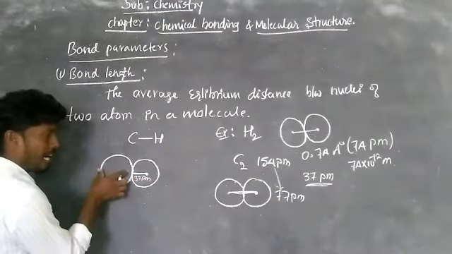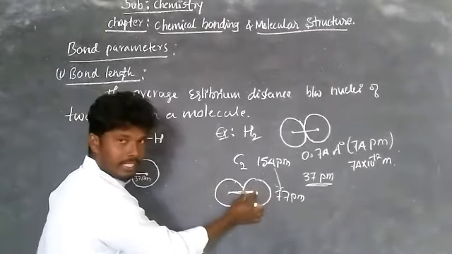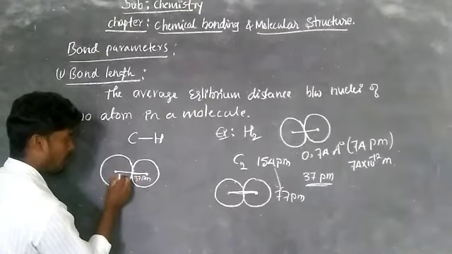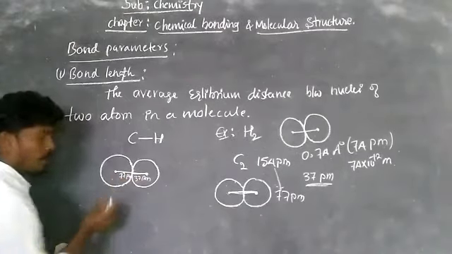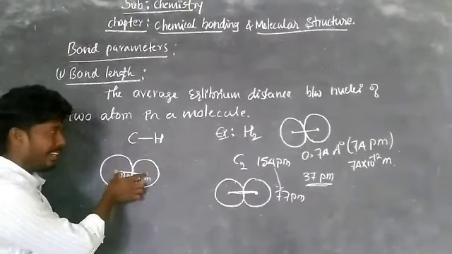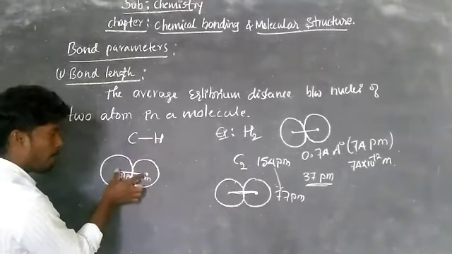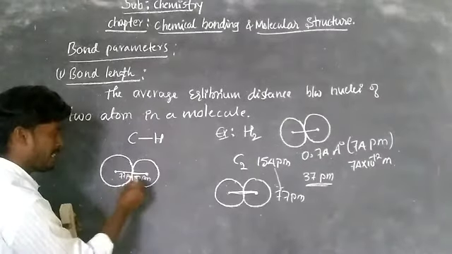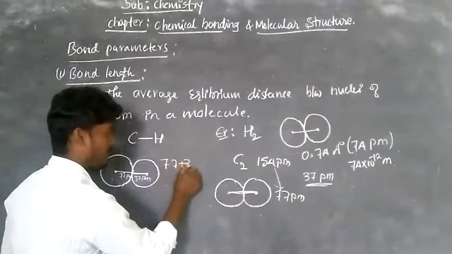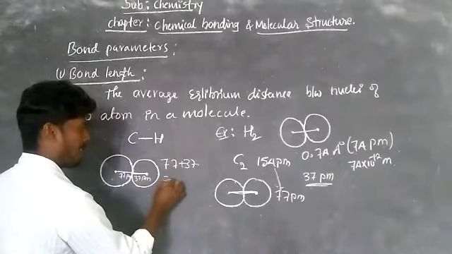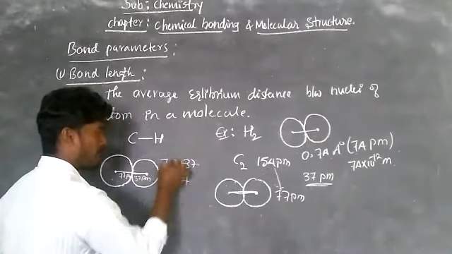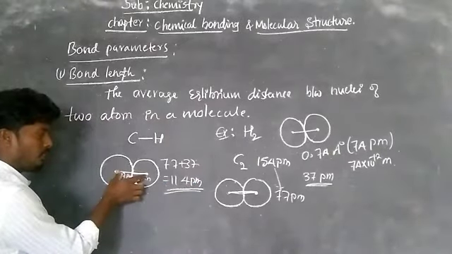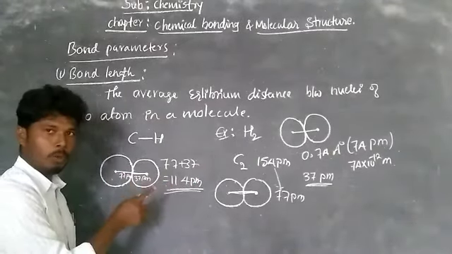So similarly for carbon, the bond radius is 77 picometers. From the center of the nucleus, the radius is 77 picometers. Now the total bond length of carbon and hydrogen is the sum of the atomic radii of the two different atoms. That sum is nothing but 77 plus 37 picometers. How much do you get? 114 picometers. Here the sum of the atomic radii of these two atoms is 114 picometers.